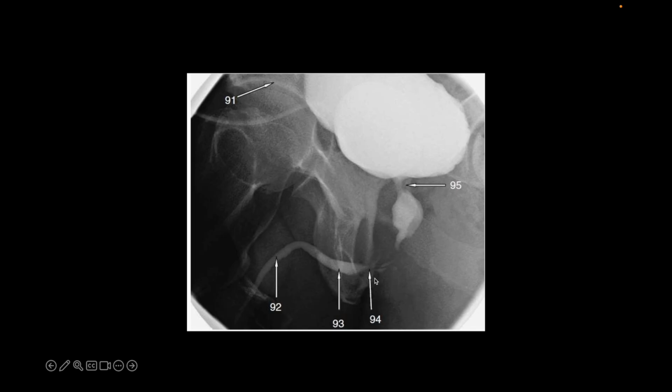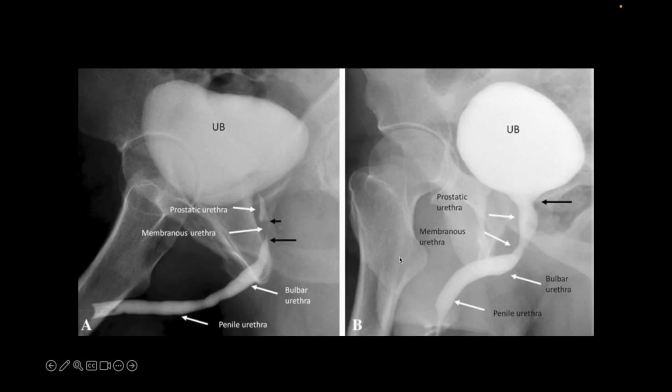94 is the external sphincter. 93 is the bulbous urethra, and then 92 is the penile urethra. And then the membranous urethra would be at this level. I've got some other pictures.